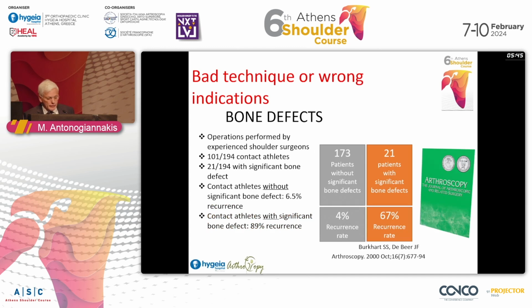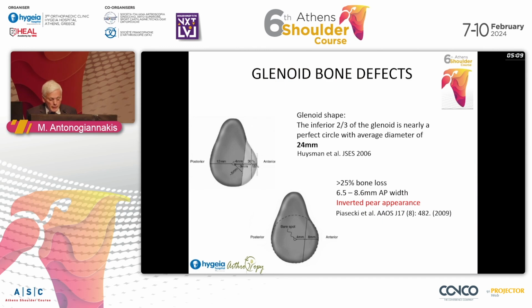And then came the wrong indication. In the early 2000s, this article appeared from Burkhart and De Beer. And all of a sudden, we all started talking about bone loss and the meaning and the importance of bone loss in instability. This was a really mind-changing article because it came from doctors who were very good arthroscopists, and they had to admit that by arthroscopy they could not solve all the problems. At that time there was no arthroscopic Latarjet.